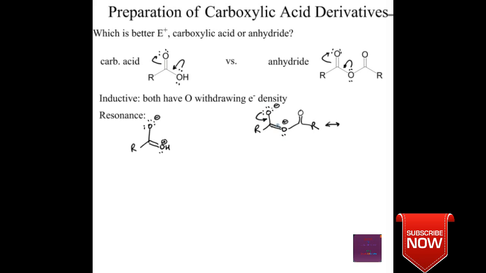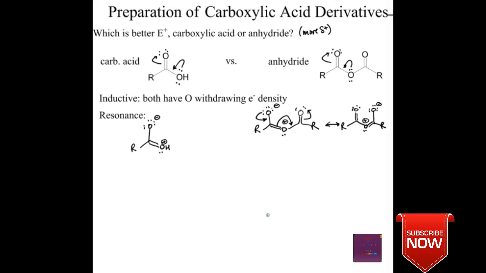That we would get back to by shifting this pi bond over on the other side. So this carbonyl is intact, but now this carbonyl has the O minus. And so that's going to be the difference between the two. We have some extra resonance with the anhydride. Okay, the big question though is how does that affect electrophilicity? Remember, to be a better electrophile, you want to be more partial positive.